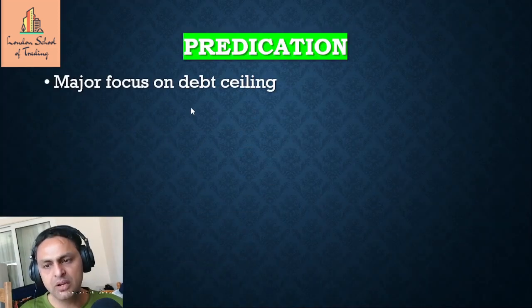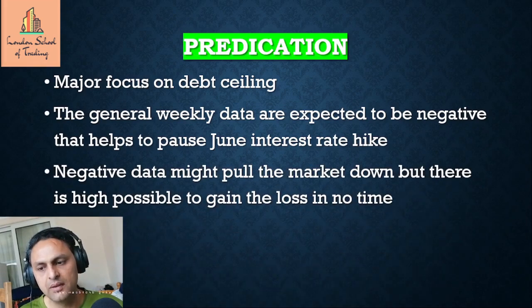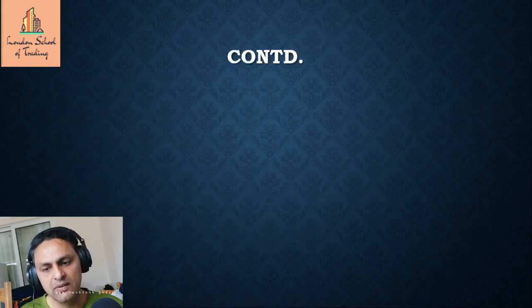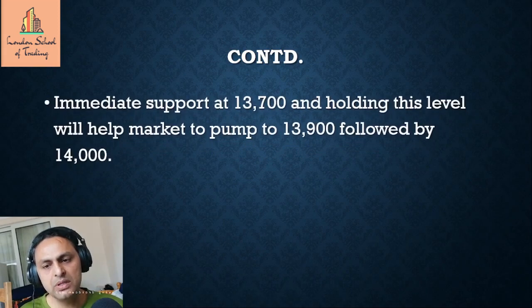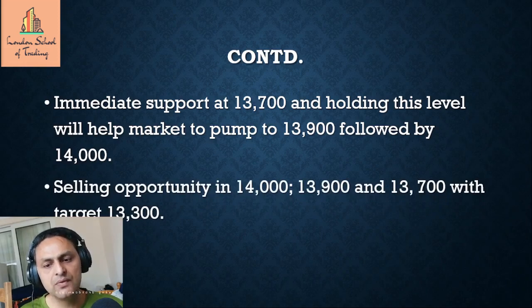Alright guys, major focus on debt ceiling. The general weekly data are expected to be negative. That helps to push off the June interest rate hike. Negative data might pull the market down, but there is a high possibility to gain the loss back in no time. Market will remain highly volatile for this week. Immediate support at 13,700 and holding this level will help the market pump to 13,900, followed by 14,000. Selling opportunity at 14,000, 13,900, 13,700 with a target of 13,300.